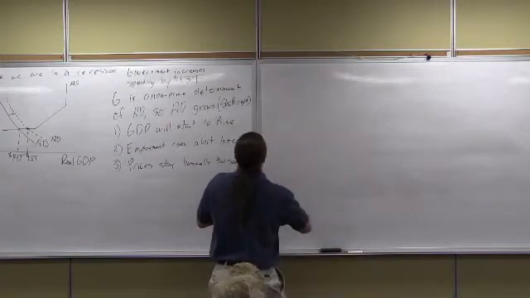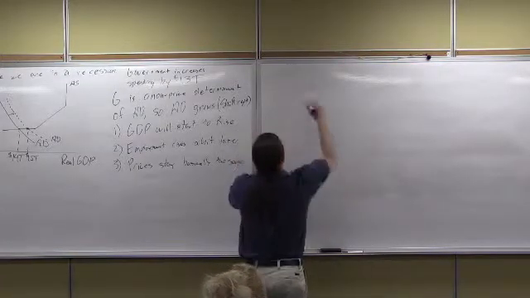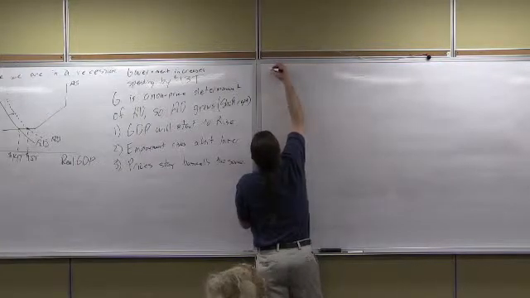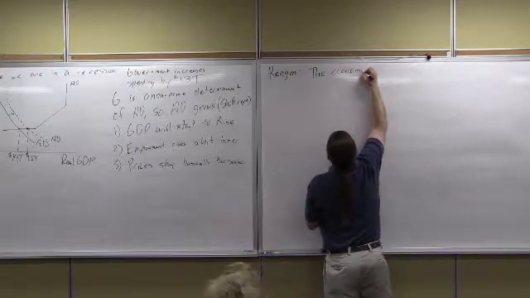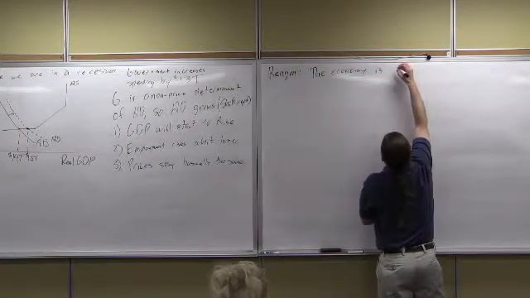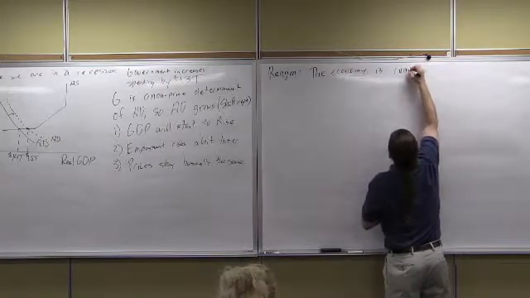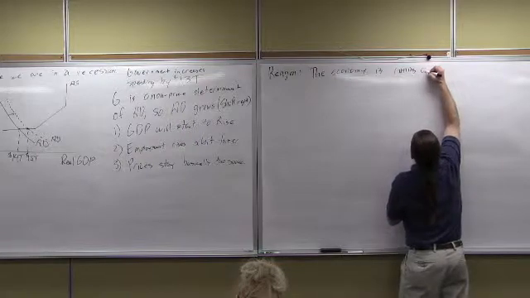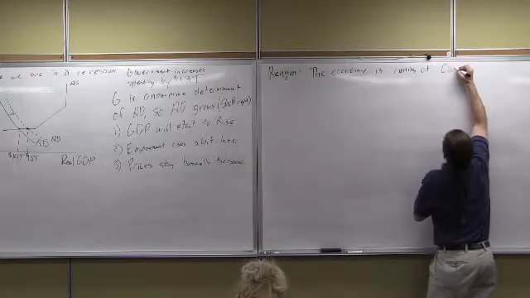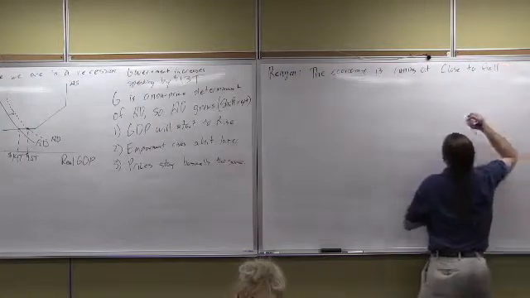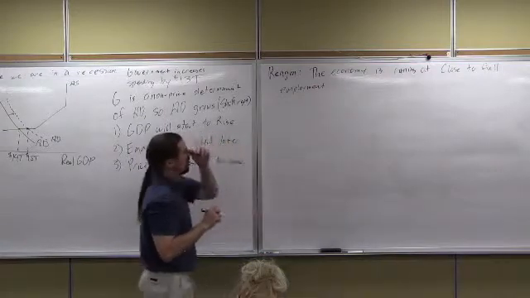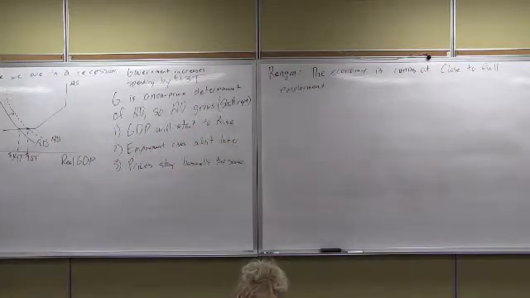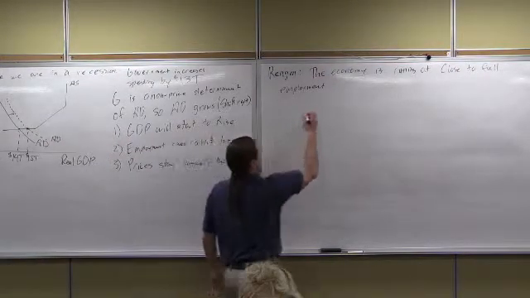All right. So let's try another one. Let's do Reagan. The economy is running close to full employment. So I've set the stage for you. How are you going to draw your initial equilibrium of the economy? It's in the classical range.